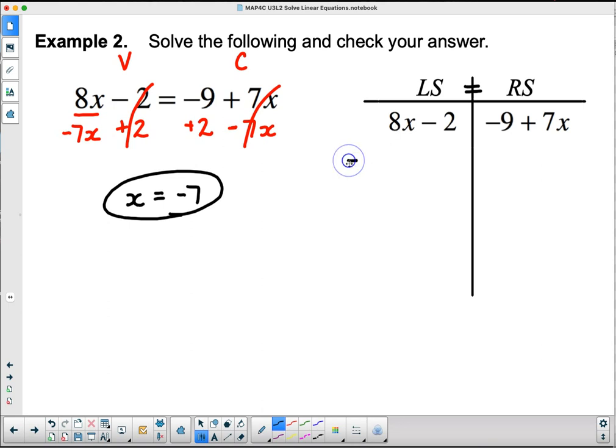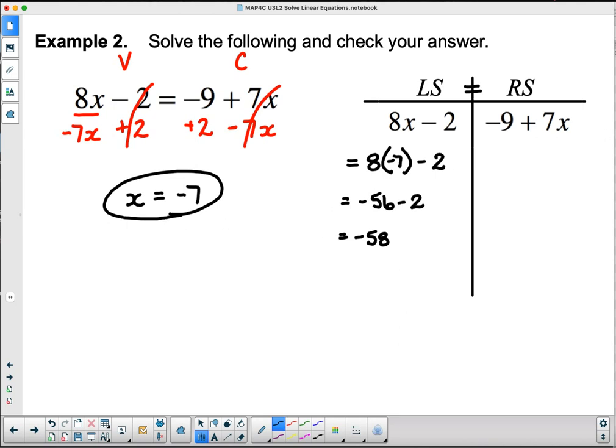So let's see, how does this go? So I'm going to take 8, and instead of x, this means 8 times x. So I'm going to times it by -7. So I get 8 times -7 and subtract 2. 8 times -7 is -56. And when I subtract 2 from -56, I get -58. So this side of the equation gave me -58.